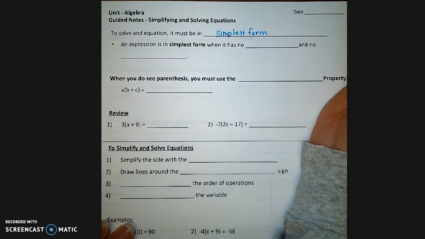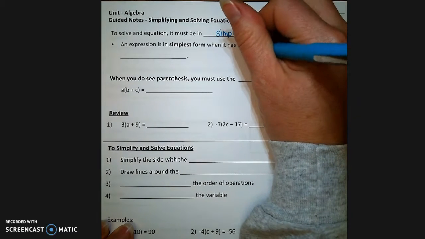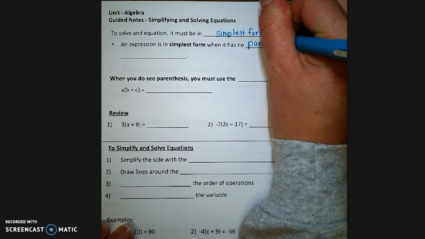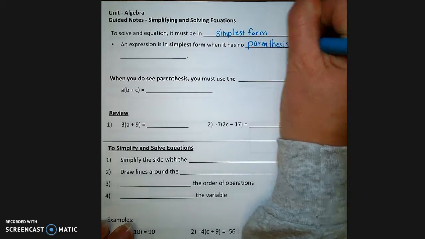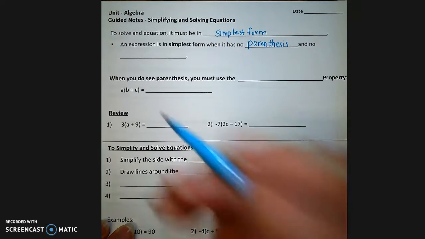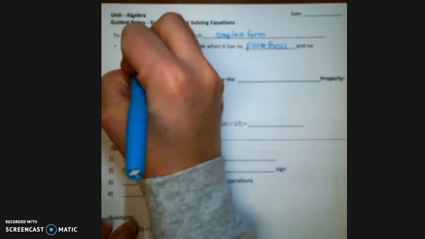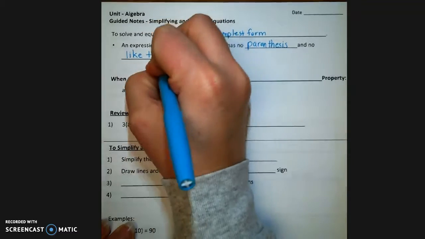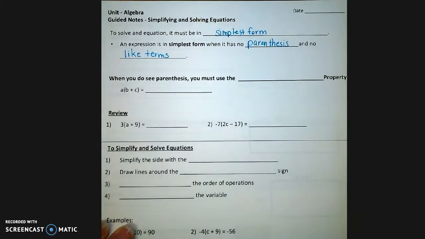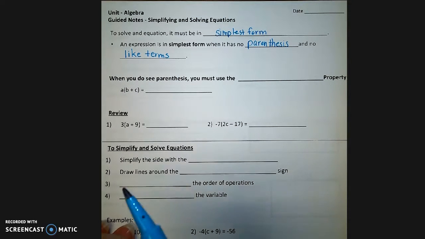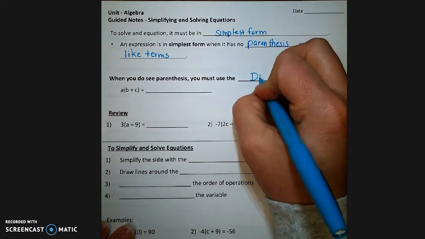An expression is in simplest form when it has no parentheses. Having a bit of deja vu now, right? And no like terms. So things have been distributed and combined. And so what do you do when you see parentheses? You must use the distributive property.